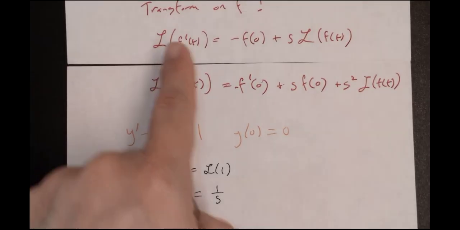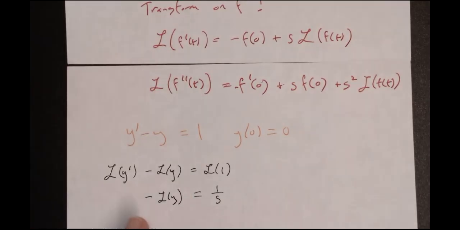But according to this, the L of y prime is minus y of 0 plus S L of y. Hey, notice that on the left-hand side, there's nothing about a derivative anymore, is there? The only Laplace transform you have on the left is the Laplace transform of y, the solution I'm trying to find.